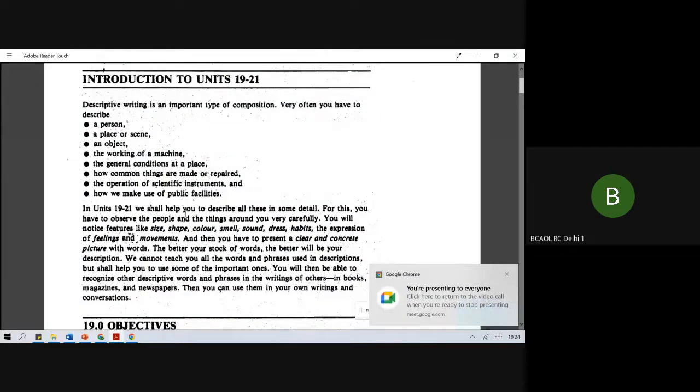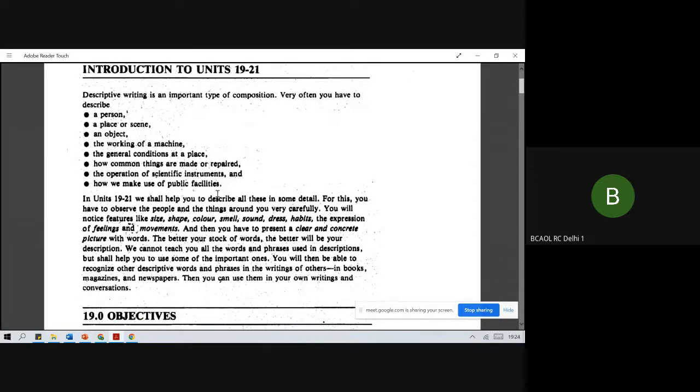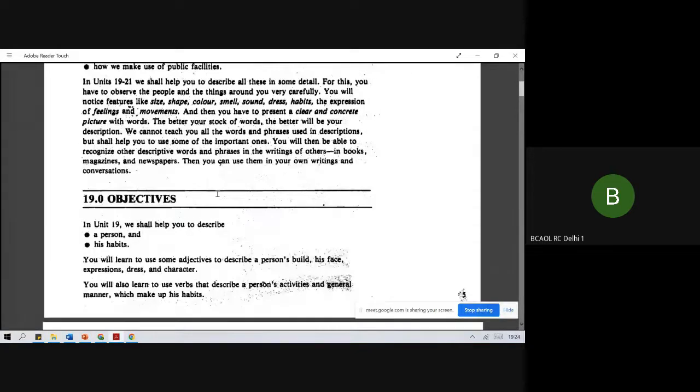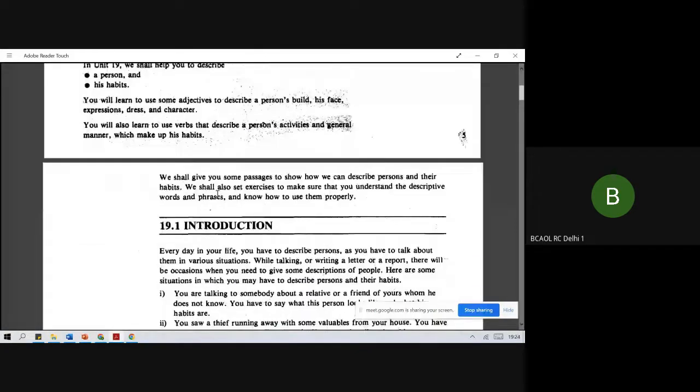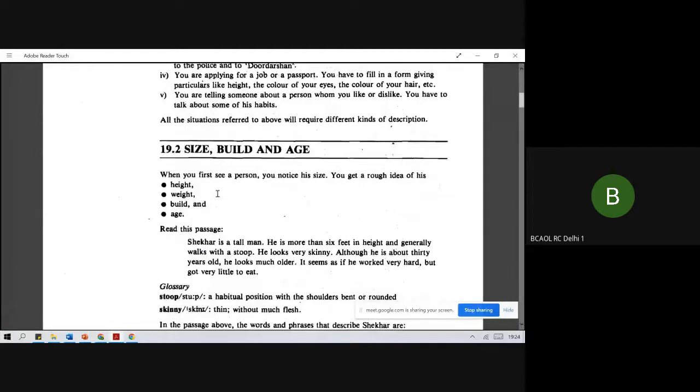Likewise, for the other topic, in your assignment you'll see four pictures, and among them you have to write about one. So in a descriptive composition, if you see a person, while you are writing about that person, first you write about the person's height, weight, build, complexion.